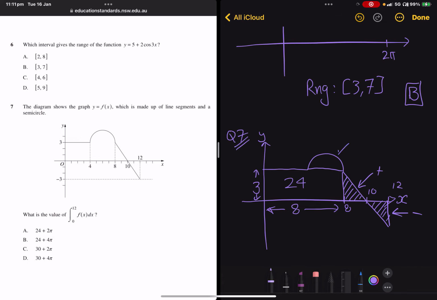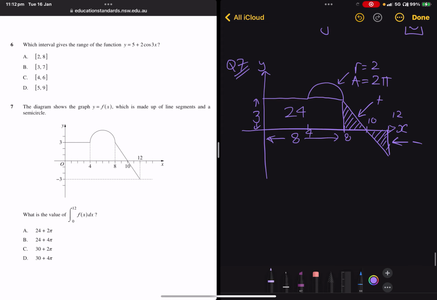The semicircle goes from 4 to 8, so the radius must be half of that distance. So the radius here is 2. The area of a full circle would be 4 pi. Of a semicircle it's half, so this area is 2 pi. This means that the integral from 0 to 12 of f of x with respect to x is in fact equal to the area of the rectangle, 24, plus 2 pi. And this is answer A.